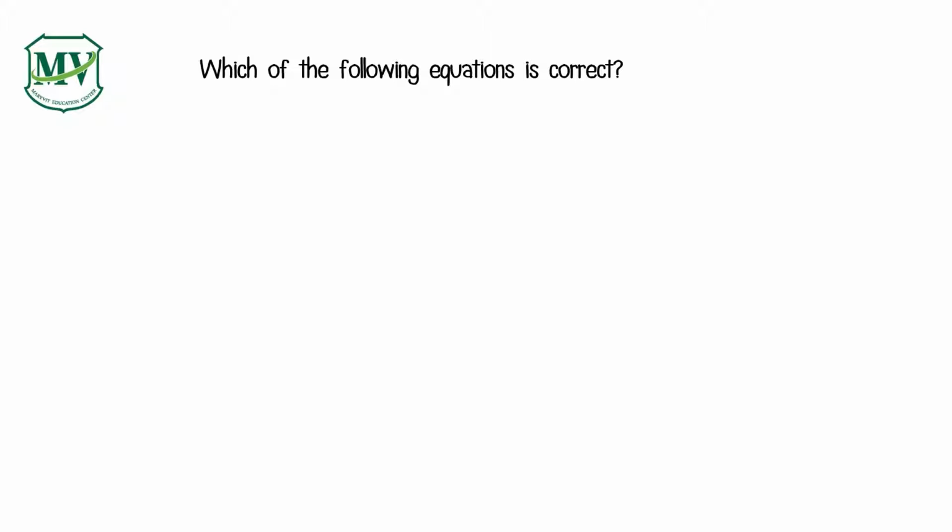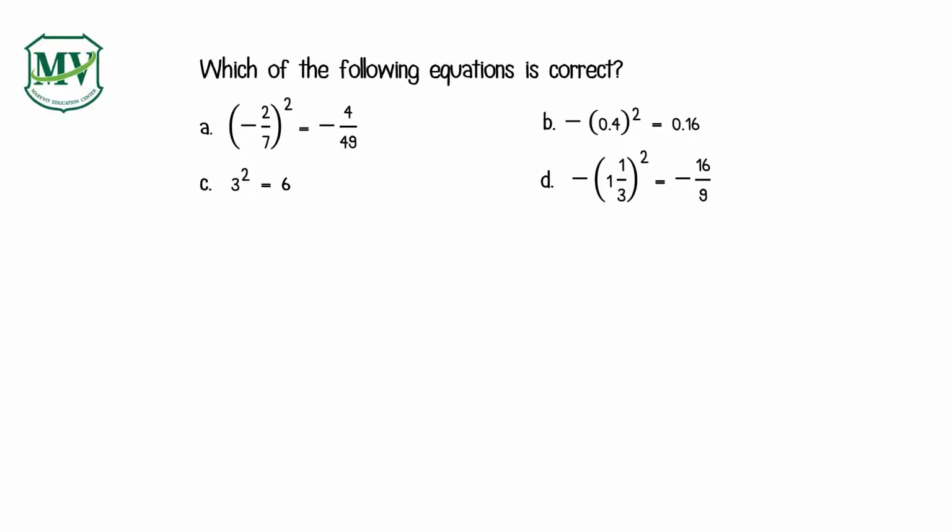The question is, which of the following equations is correct? Letter A, quantity of negative 2 over 7 raised to 2 is equal to negative 4 over 49. Letter B, negative quantity of 0.4 raised to 2 is equal to 0.16. Letter C, 3 raised to 2 is equal to 6. Letter D, negative quantity of 1 and 1 over 3 raised to 2 is equal to negative 16 over 9.